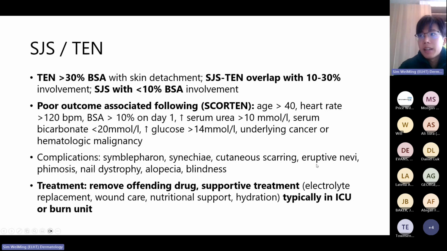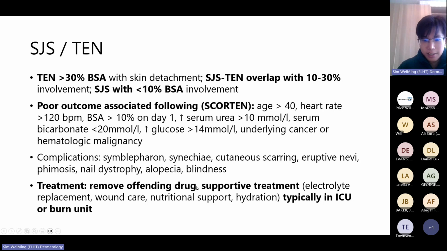So if you've got urogenital adhesions, strictures, or scarring, that might be bad. If you've got, again, scarring or adhesions in your respiratory mucosa or GI mucosa, that is bad as well.